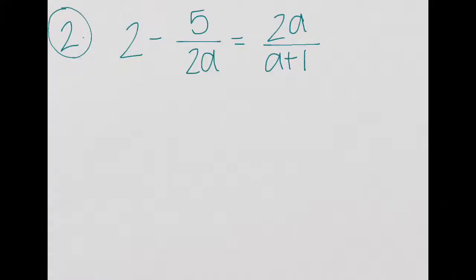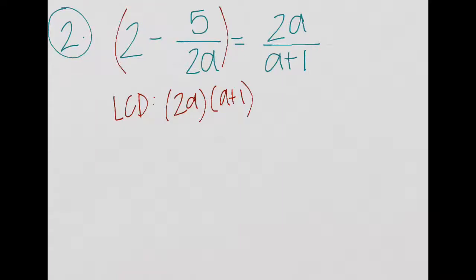To solve number 2 on your worksheet, we first need to find the least common denominator. Since our denominators are 1, 2a, and a plus 1, we know the least common denominator comes from multiplying those. So we have to take 2a times the quantity a plus 1. We're going to multiply both sides of the equation by it, and that's going to eliminate all fractions.